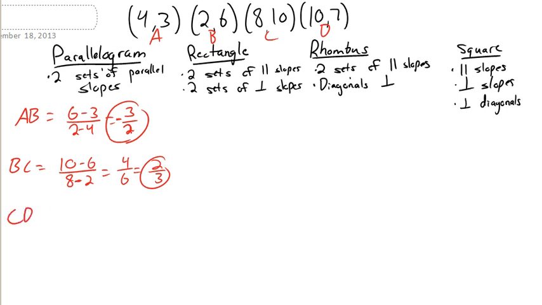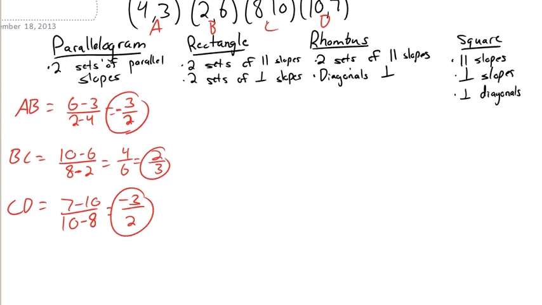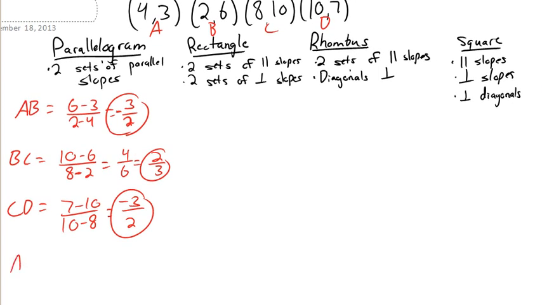So find CD, and that's going to be 7 minus 10 over 10 minus 8. So it's negative 3 over 2. There's that one again. So we're hoping for AD to be a 2/3. We have to double check though. So we have AD is going to be 7 minus 3 over 10 minus 4. So we have 4 over 6. And sure enough, we have 2/3.